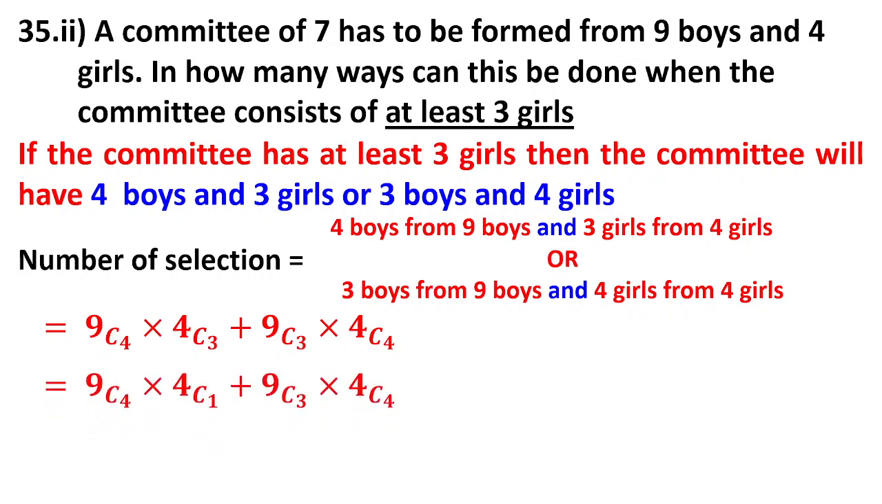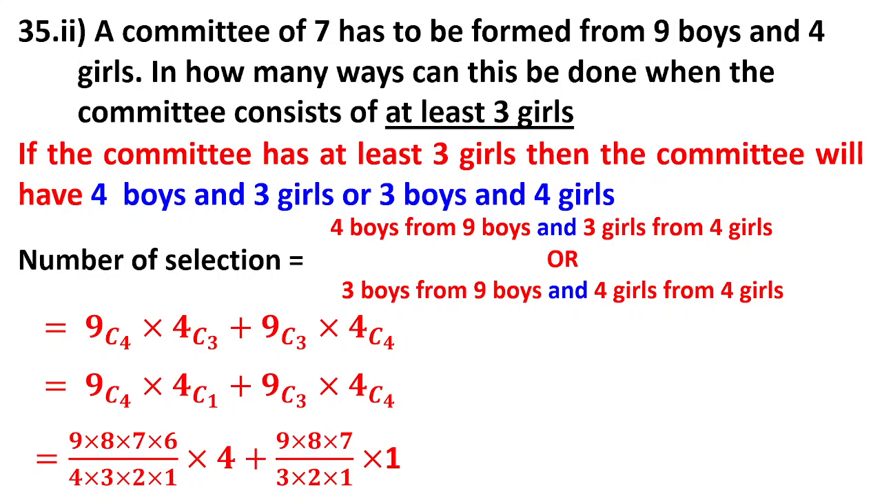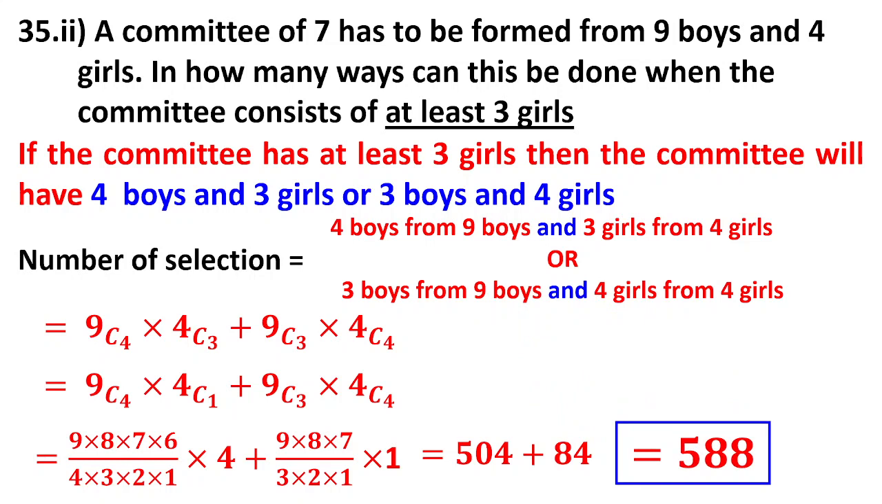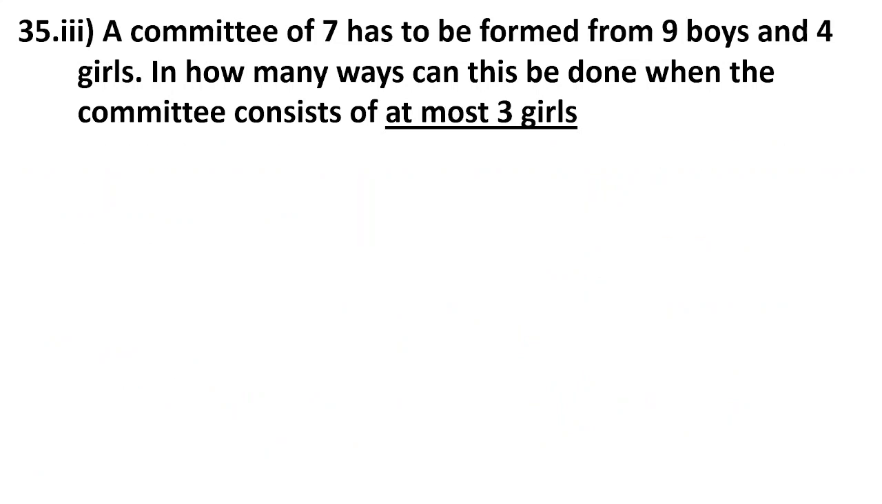You know the formula, 4C3 can be written as 4C1, and 4C4 is 1. Already we have found 504 plus 84. The answer is 588. Let us go to the third subdivision.